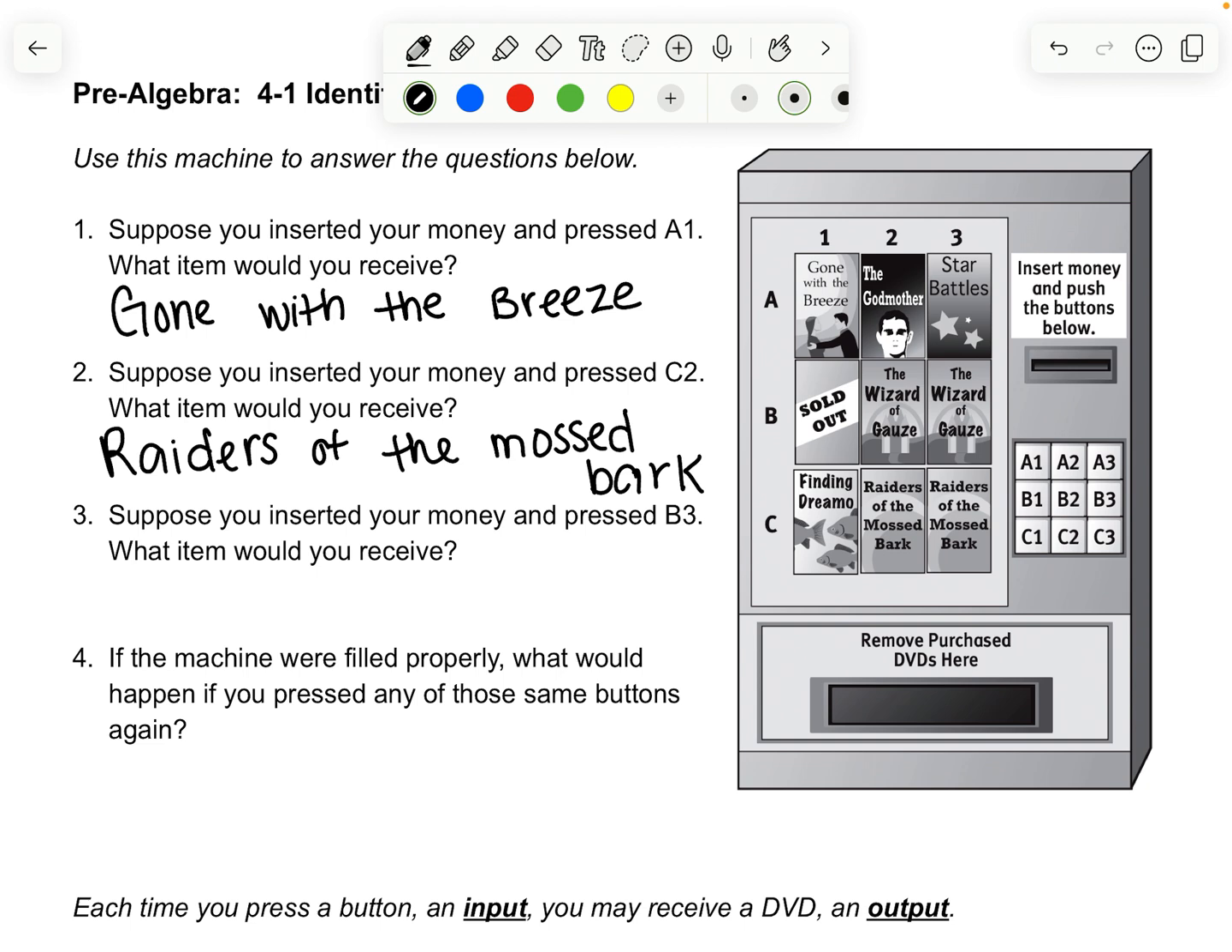For number 3, suppose you inserted your money and pressed B3. What item would you receive? I'm going to wait 10 seconds. Please go ahead and write down your guess or your answer. For B3, I would look at the second row, go to the right 3 movies. It looks like it would be The Wizard of Oz.